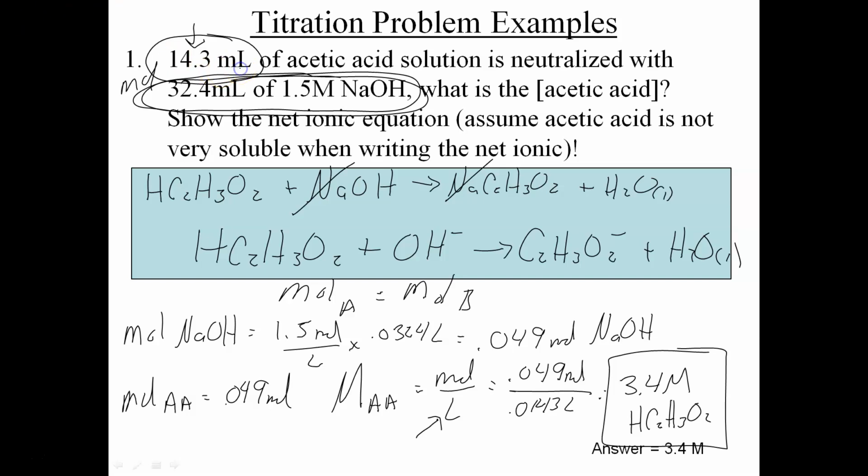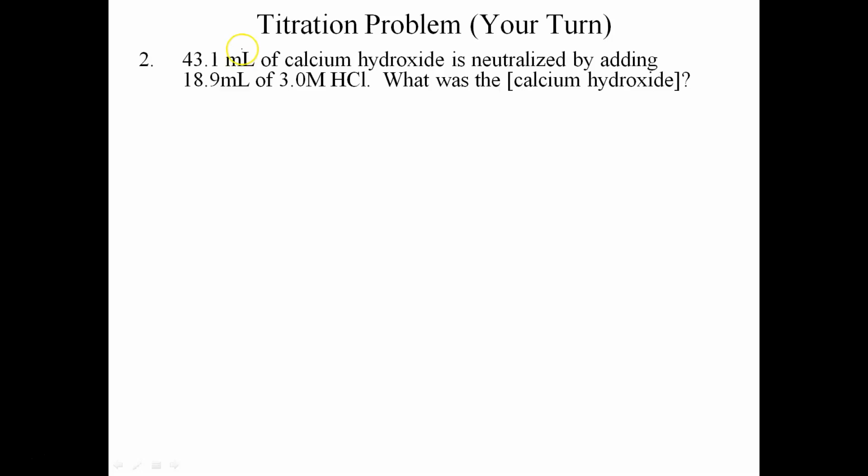Number two is very similar to that. It says you have 43.1 milliliters of calcium hydroxide is neutralized by adding 18.9 milliliters of 3 molar hydrochloric acid. What's the concentration of calcium hydroxide? So calcium hydroxide is our base. Hydrochloric acid is the acid neutralizing that.